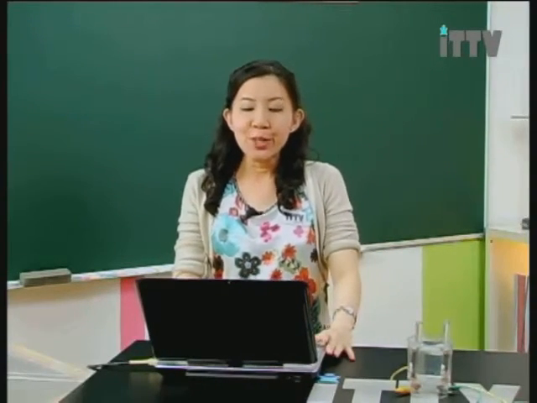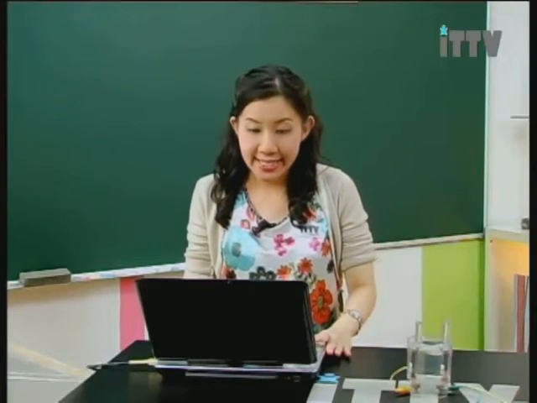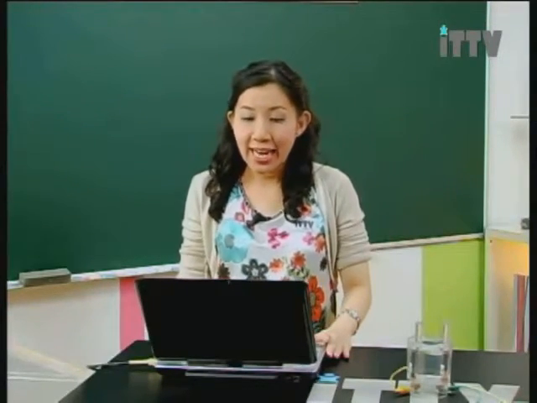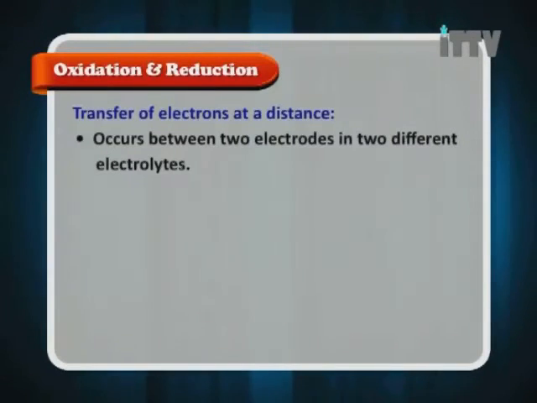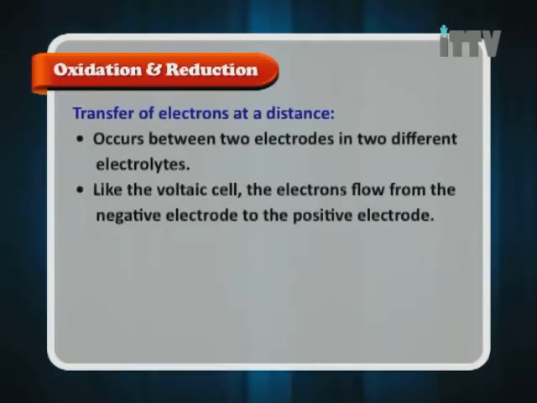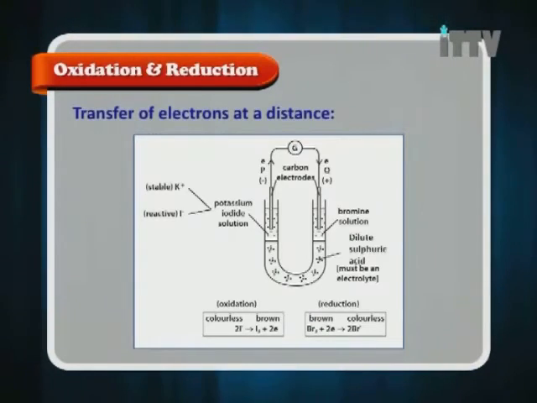So let's first look at transferring of electrons at a distance. If you refer to the slide, transferring of electrons at a distance occurs between two electrodes in two different electrolytes. Like the voltaic cell, the electrons flow from the negative electrode to the positive electrode. So there is a picture of a U-tube whereby in one tube they put in potassium iodide solution, whereas on the other arm of the tube there is bromine solution. And in between, there is dilute sulfuric acid that has to be an electrolyte.